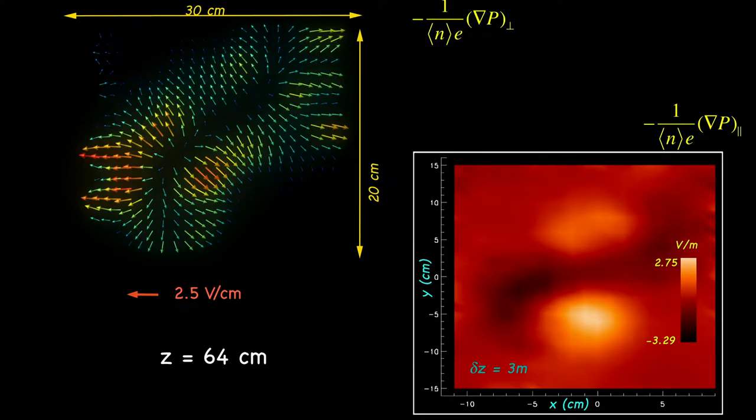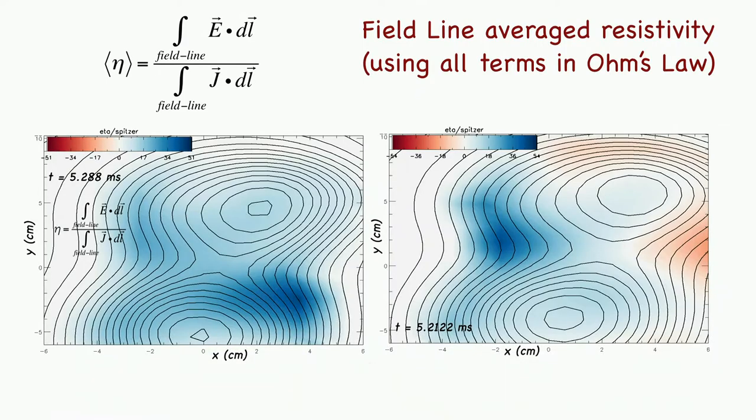But grad P, 1 over n grad P, these are all voltages, points outward. So the grad P in the perpendicular direction has the opposite sign of J cross B. And in fact, they nearly cancel. So what's left?